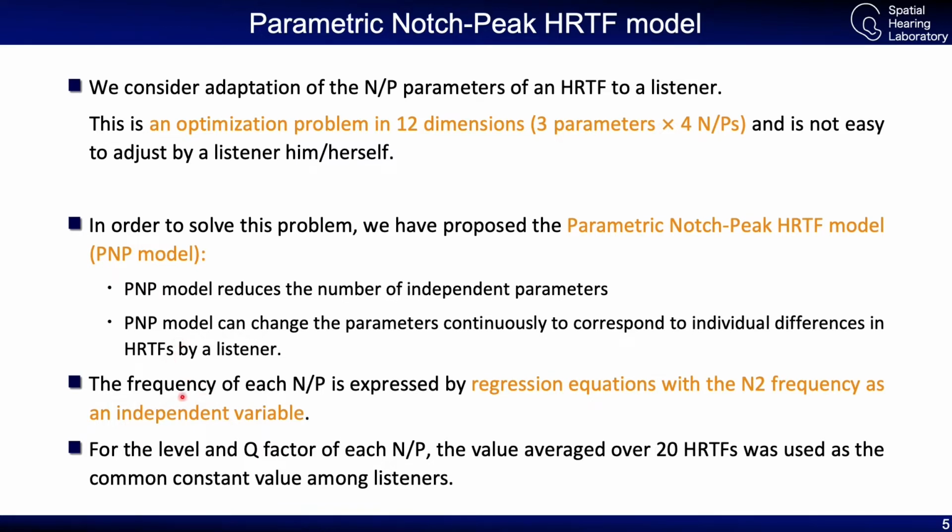The frequency of each notch peak is expressed by regression equation with the N2 frequency as an independent variable. For the level and Q factor of each notch peak, the value averaged over 20 HRTFs was used as a common constant value among listeners.